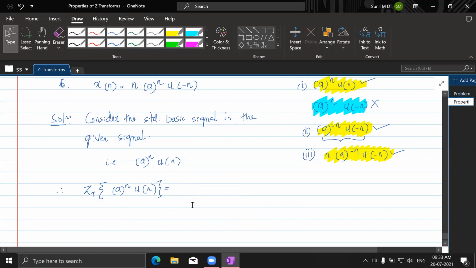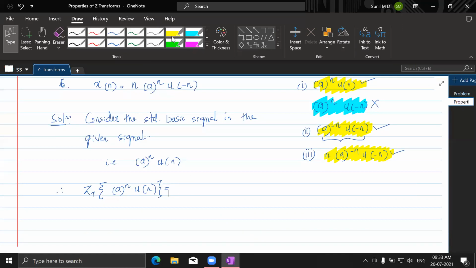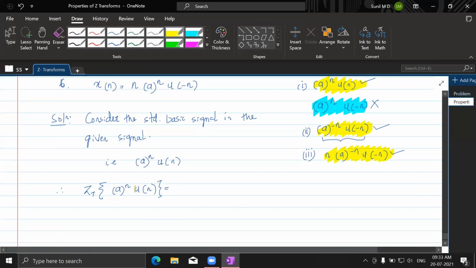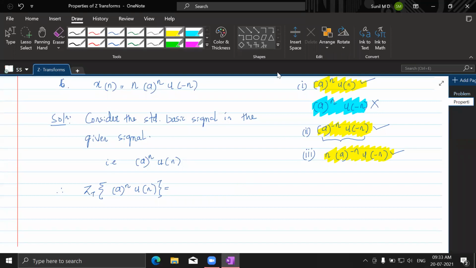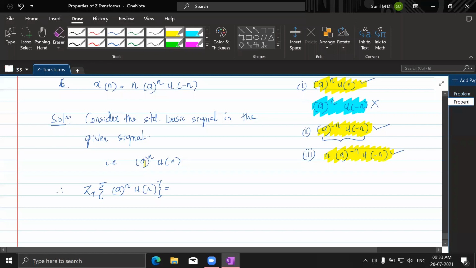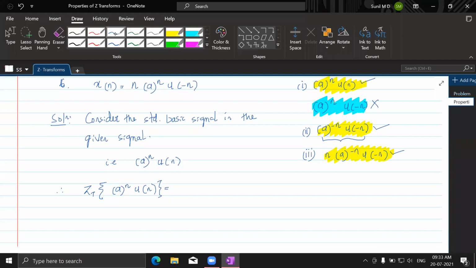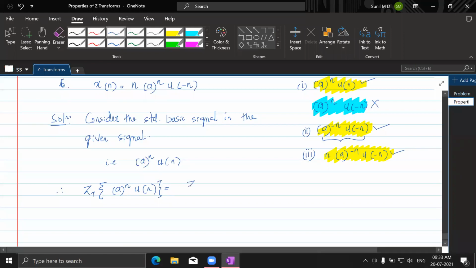Fine. So anybody, can you give me now what is the Z transform of this particular signal? A power n u of n. U of Z by A. Okay. Z, no, it's not Z by A. It's a positive time exponential. What is the Z transform of a positive time exponential? See here, it is Z by Z minus A. Yeah, it's Z by Z minus A.